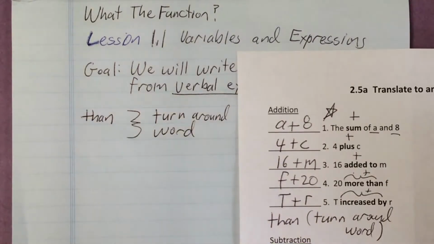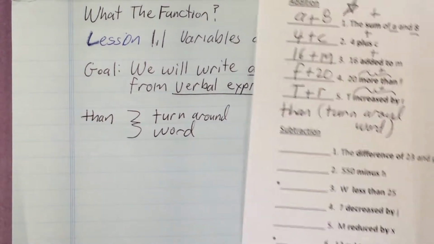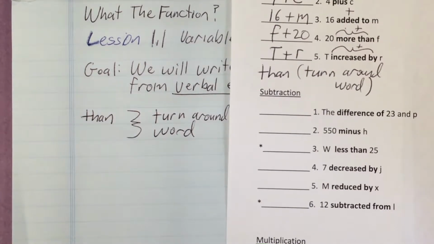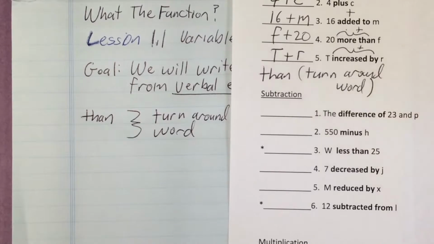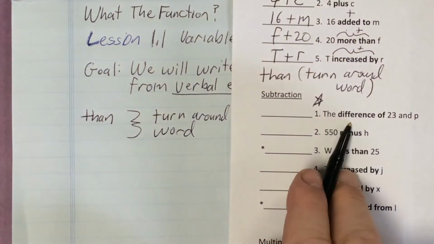The next examples I'm going to go to are going to be subtraction examples. Subtraction examples are probably the cases in which there is most likely going to be some type of turnaround word. Let's take a look at this. In the first example, you recall that we had the word the sum in the front. In this case, we have the difference. And this is going to be another important one that we're going to look at later.